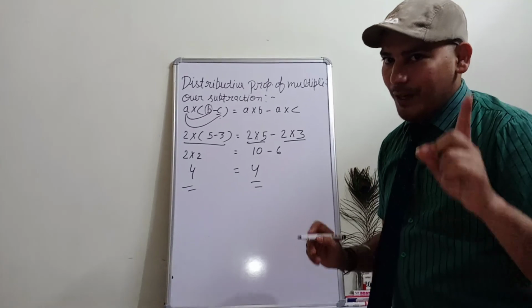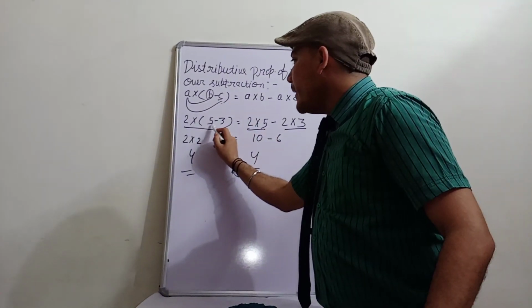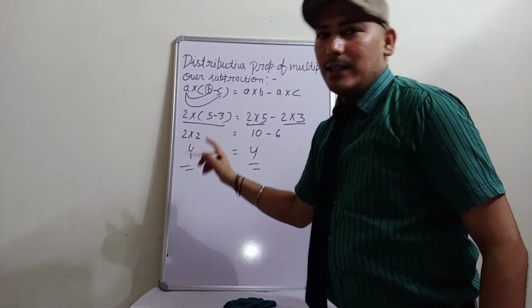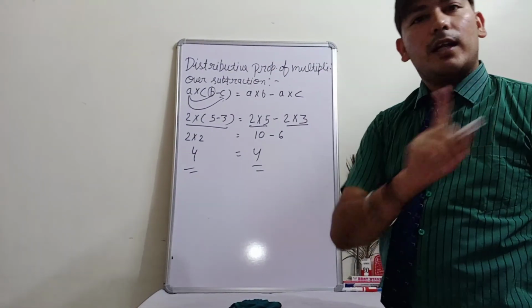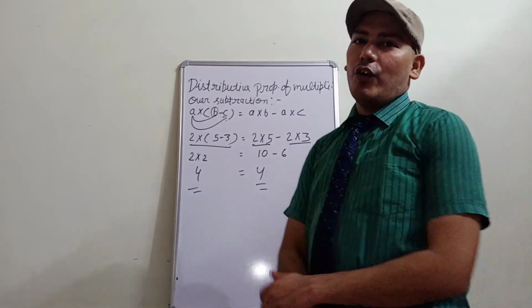Same. But what thing do you have to keep in your mind? You have to take B greater than C. Then this property will be followed. Otherwise, no. Clear?